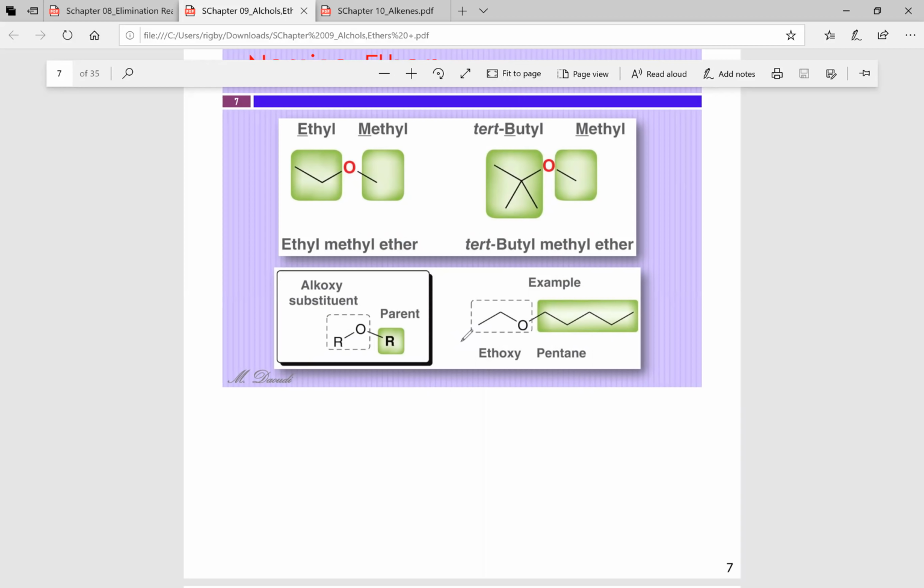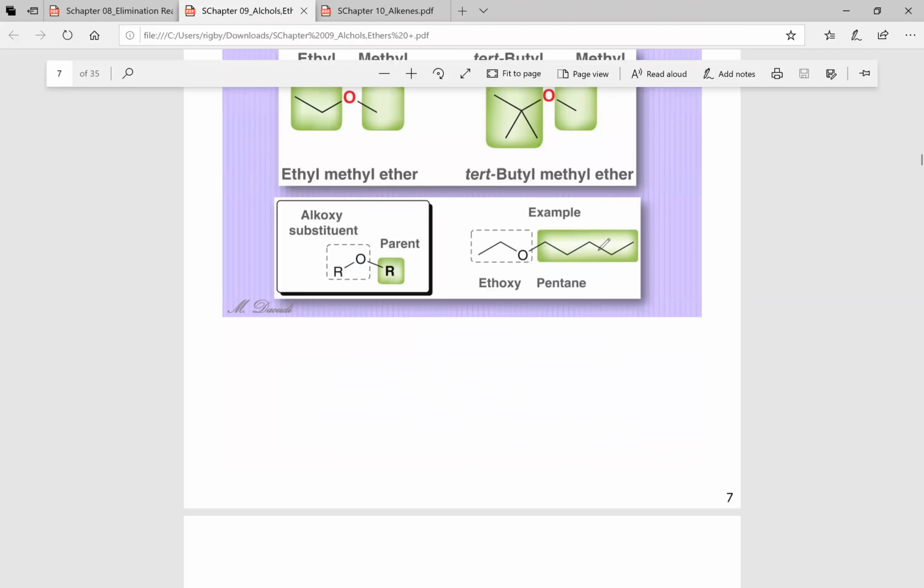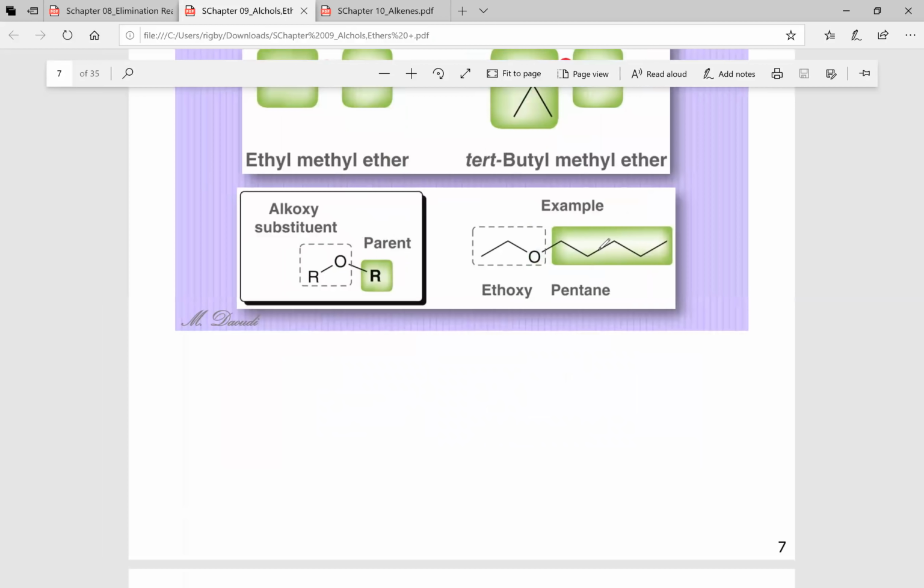Either you can name each substituent on either side. So like in this case, you have ethyl methyl ether because we have an ether. We have an ethyl on one side of the ether and a methyl on the other side. Here, tert-butyl methyl ether. We have a tert-butyl on one side, a methyl on another side. But we can also name it finding the quote-unquote parent chain, which is the longest chain off of that oxygen.